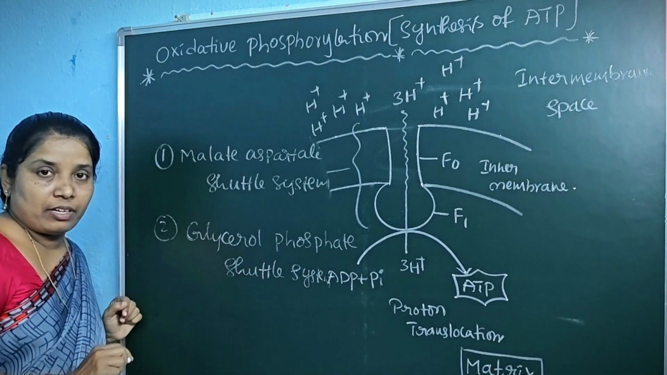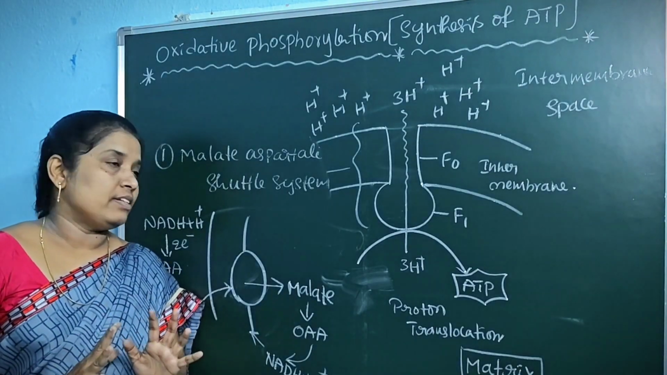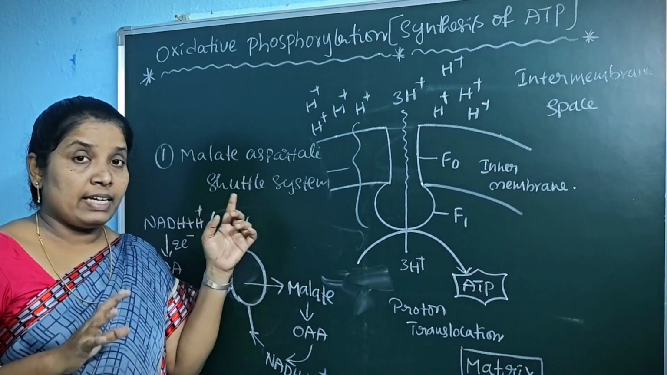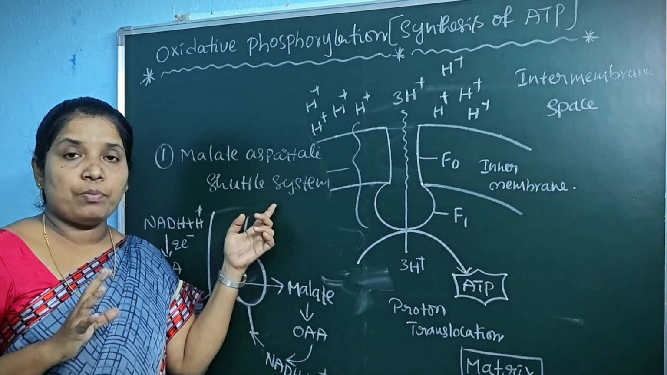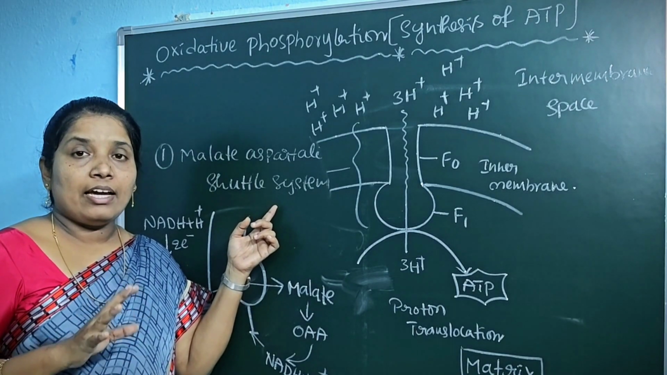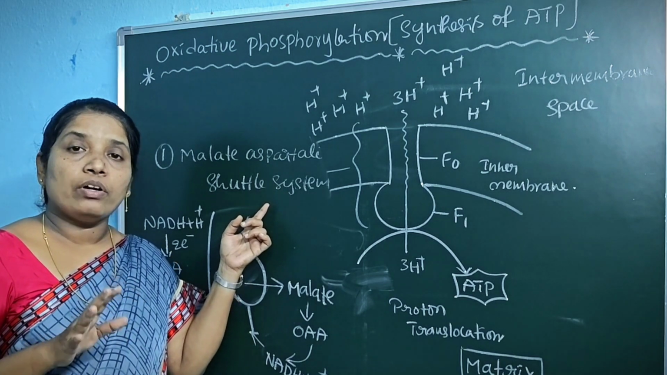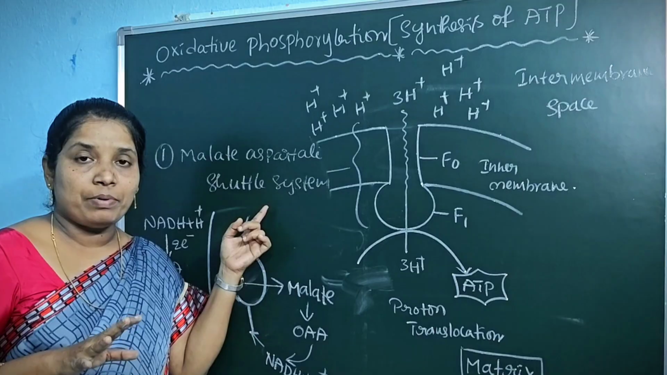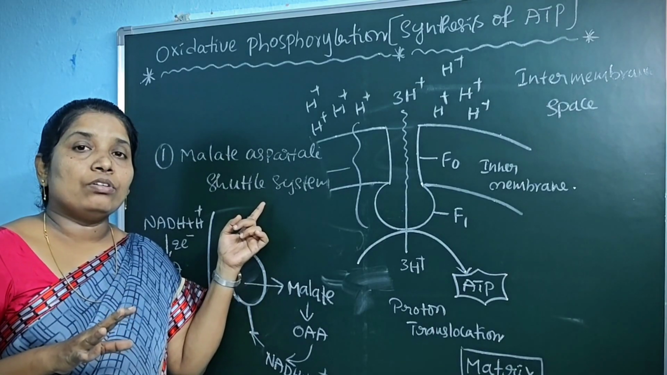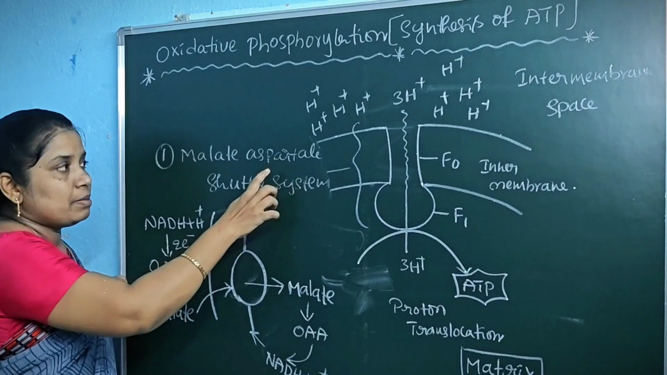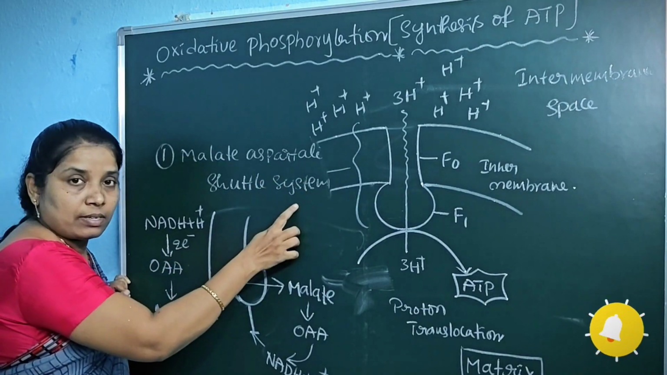So let's see one by one. Let's see the first shuttle system, that is the malate aspartate shuttle system. NADH plus H plus are produced in the cytoplasm through glycolysis. They do not enter the mitochondrial matrix directly. They enter through a shuttle system present in the membrane. So the first shuttle system is the malate aspartate shuttle system.